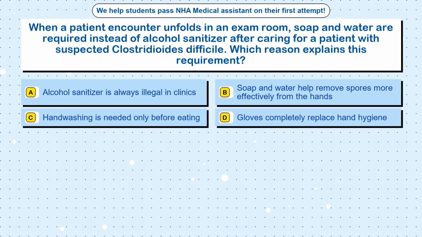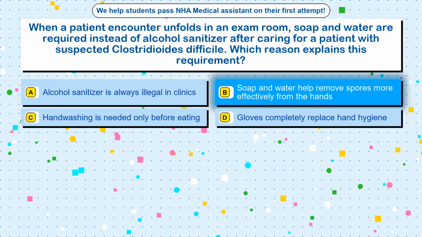Question 88. When a patient encounter unfolds in an exam room, soap and water are required instead of alcohol sanitizer after caring for a patient with suspected Clostridioides difficile. Which reason explains this requirement? Option A. Alcohol sanitizer is always illegal in clinics. Option B. Soap and water help remove spores more effectively from the hands. Option C. Hand washing is needed only before eating. Option D. Gloves completely replace hand hygiene. The correct answer is option B.